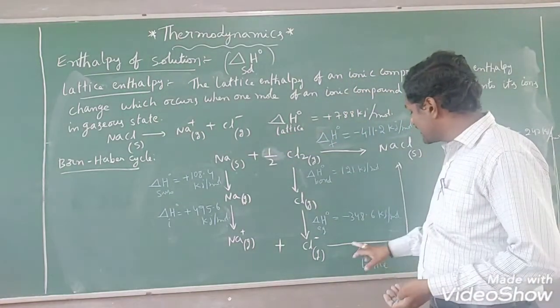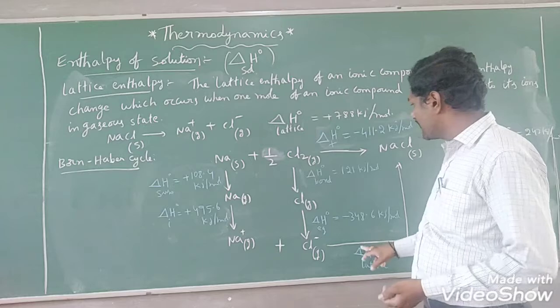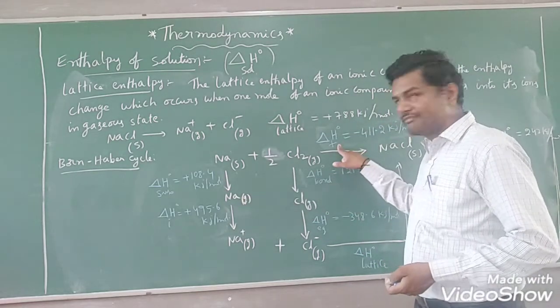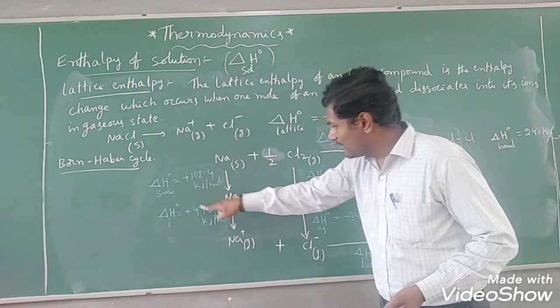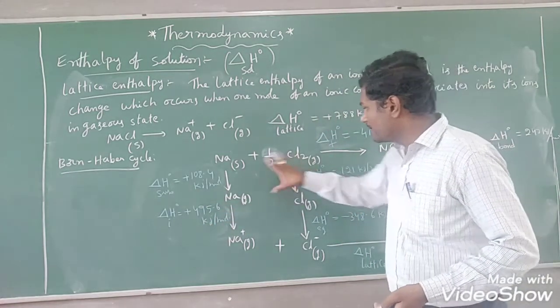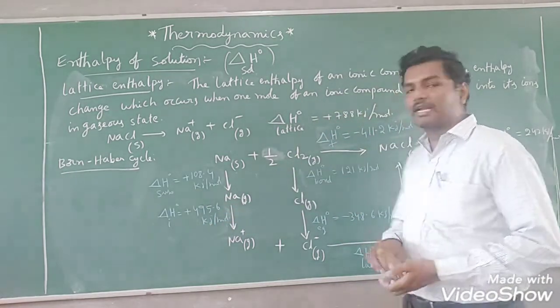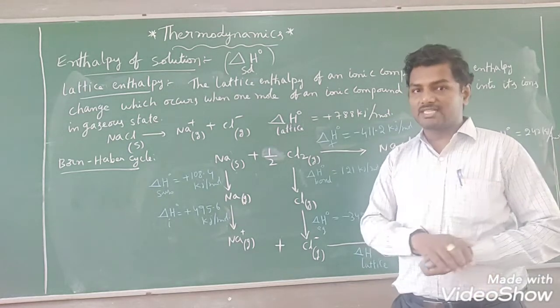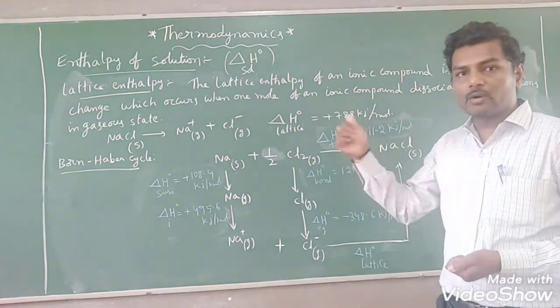So how do we calculate this lattice enthalpy? By using the knowledge of these terms. One is enthalpy of formation and the remaining are sublimation, ionization energy, bond dissociation enthalpy, electron gain enthalpy. By using these 5 terms, we can calculate lattice enthalpy. How do we calculate lattice enthalpy? By using Hess's law. We will see that, students. Now, okay, copy this.